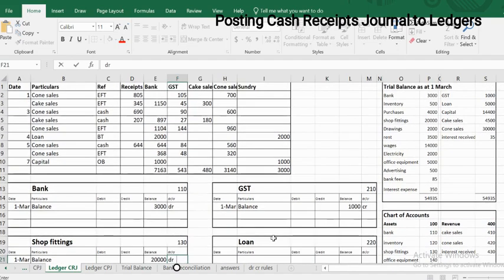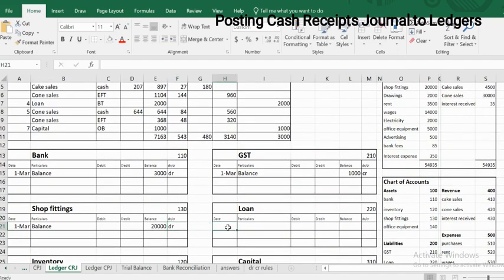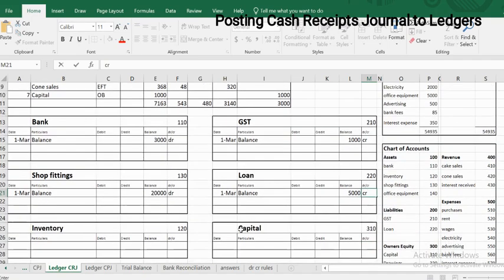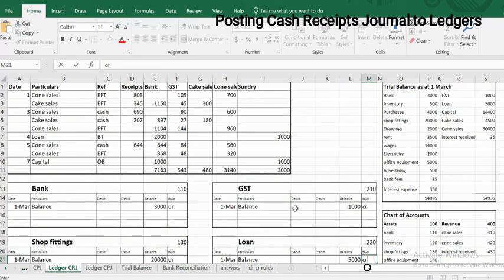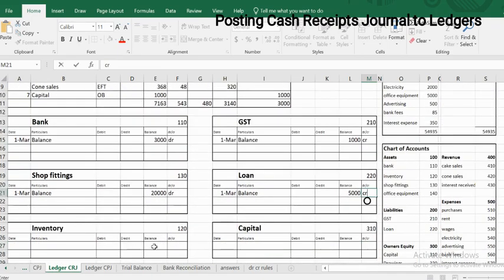The loan is $5,000. So 1 March, balance, it's the same each time, $5,000, and it's on the right-hand side, on the credit side, so it's going to be a little CR there. Okay, inventory is the next one. It's 500. It's on the left-hand side, so it's going to be a debit, 1 March, balance.